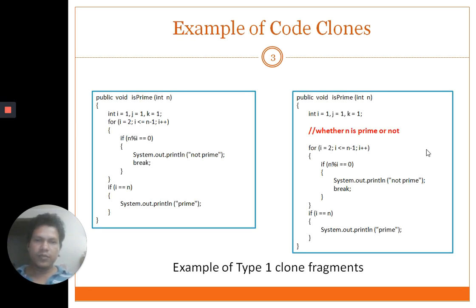Now let's see an example of type 1 clone fragments. This slide contains two code fragments. In the right-hand side fragment, there is a comment. If we disregard this comment, then these two code fragments become exactly the same. So they are type 1 clone fragments. There can be examples of other three clone types. However, we are not going through all those examples.